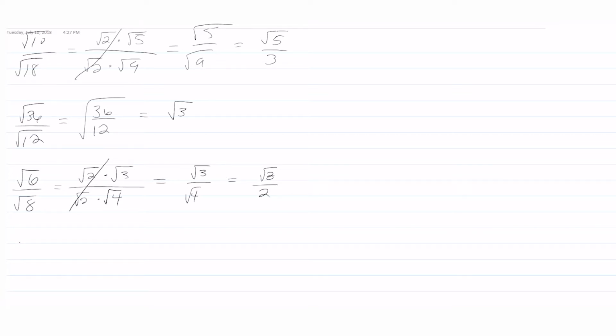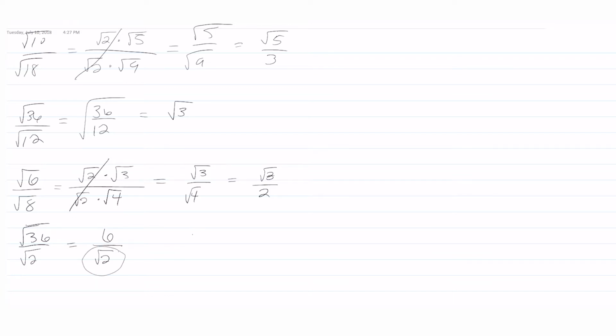Say you had radical 36 over radical 2. Well, radical 36 is a perfect square of 6, so this simplifies down to 6 over radical 2. And that's as far as we can go with this problem. However, you want to be careful to rationalize your denominator. What is this? Well, rationalize the denominator basically means you don't have any radicals left in your denominators.